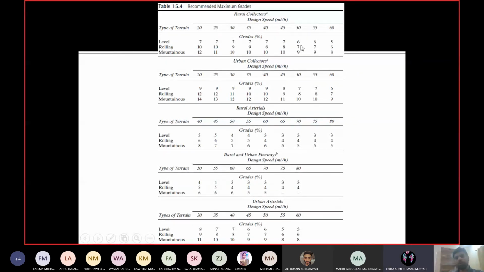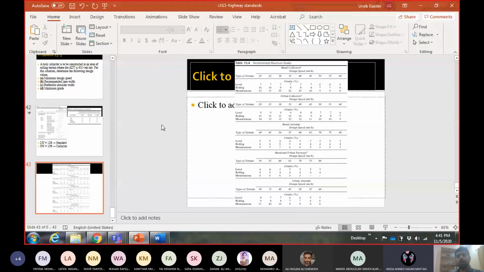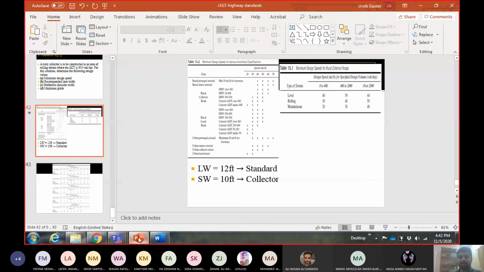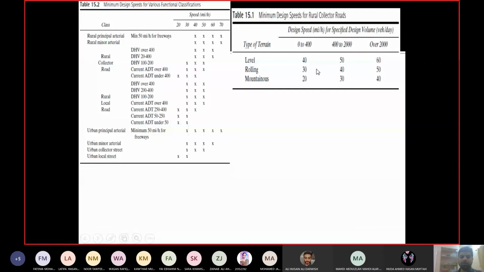And before that, how do we choose 50? You said we should choose 40 because there is 30 and 40, so the minimum one. 40 or 50? Minimum 40 is given from this table on the right hand side. When you come to this table, for ADT over 400, you have 3 possible values: 30, 40, and 50. Now, if you select 30, it is less than 40, so it's not applicable. You have to satisfy both tables. So 30 cannot be selected. Now you can select 40 or 50.